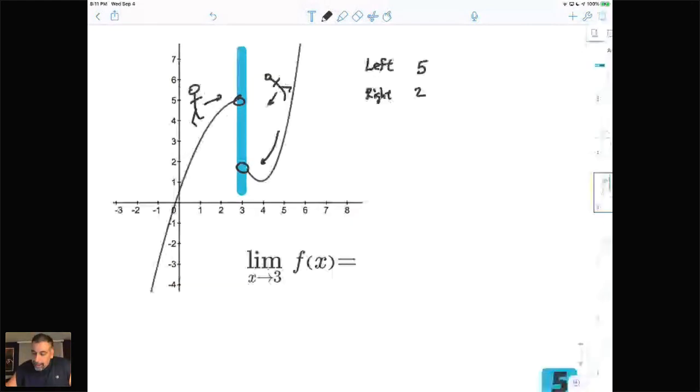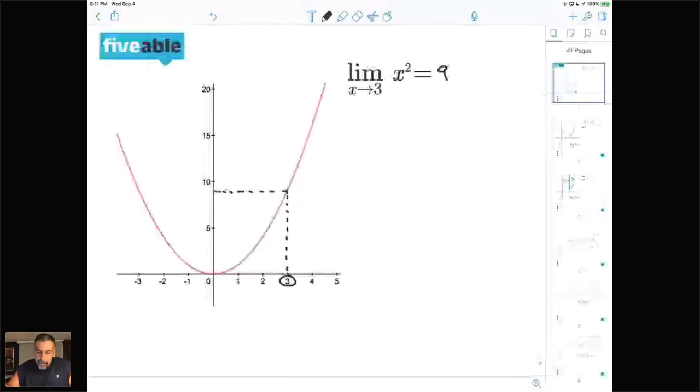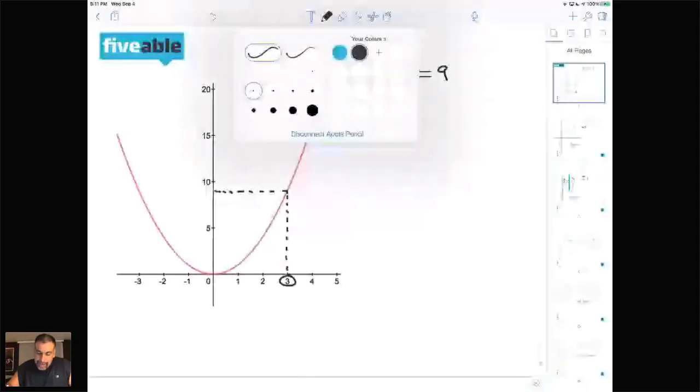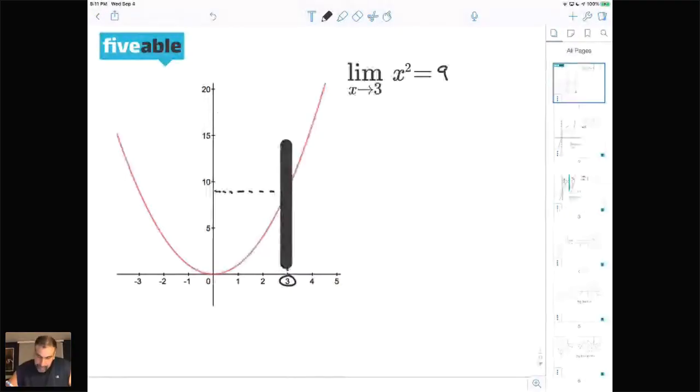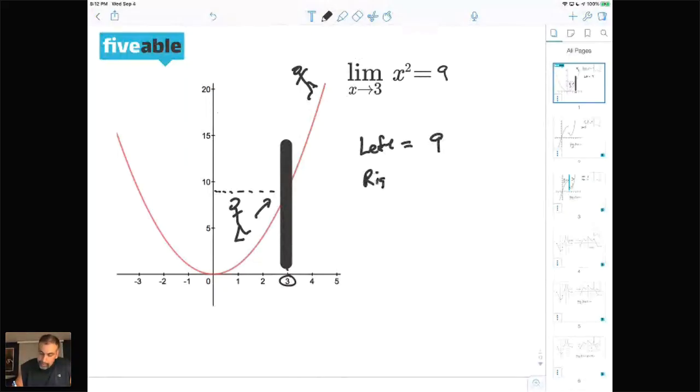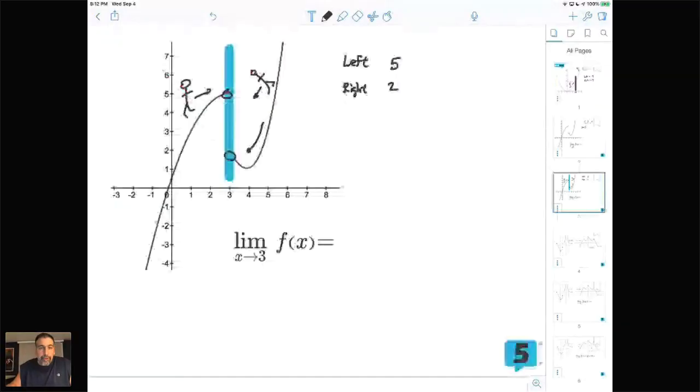Well, I want to remind you what happened back with the parabola. If we go back to this one and we do the exact same idea, okay? If we had covered that spot up and then walked in both directions approaching there, coming from the left, our answer was going to be that value of 9. And coming from the right, our answer is going to be the value of 9. It's the same value. This one's pretty simple. Both sides agree. There's no confusion whatsoever. 9 was the answer. Back to our current one, on the left side, we're getting 5. On the right side, we're getting 2.